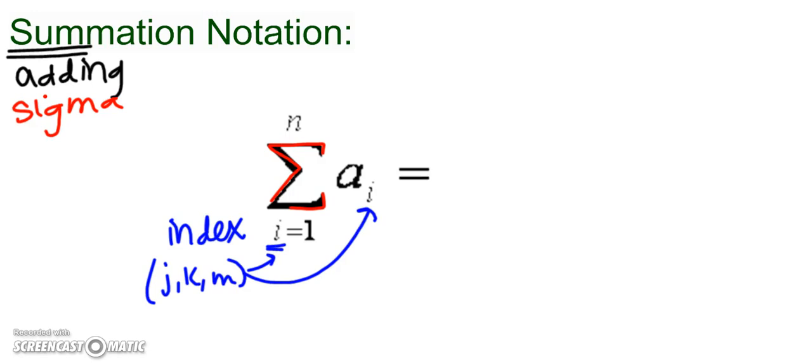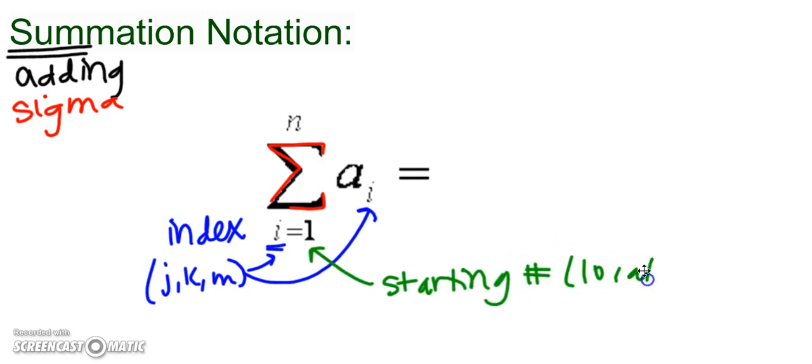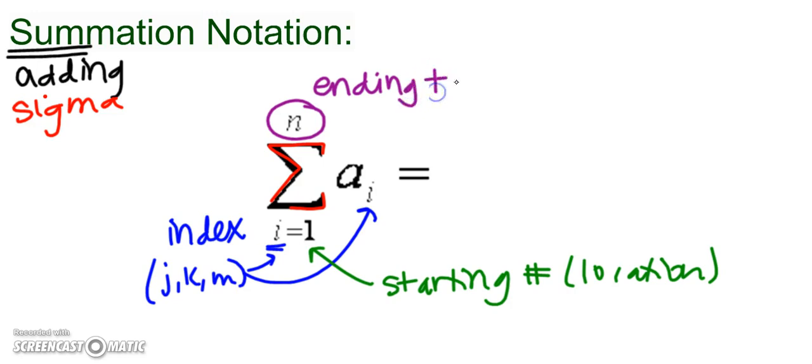So this 1 tells you what term to start with. Now, in this case, it says start at the first term, because i is equal to 1. But this might say i equals 3, in which case it says start with the third term. Then this number at the top, n, tells you your ending term. It gives you a location where you're going to stop summing. Again, you'll see this once we get it all into practice.